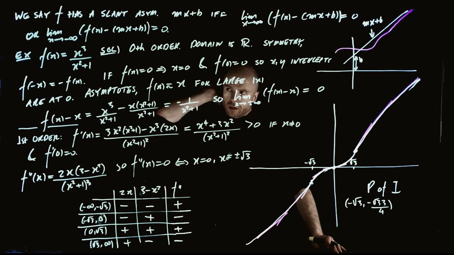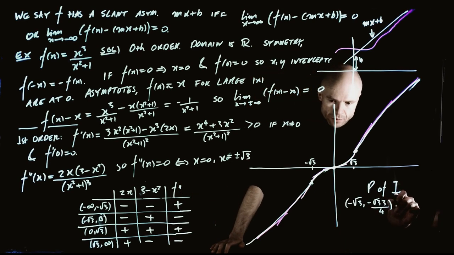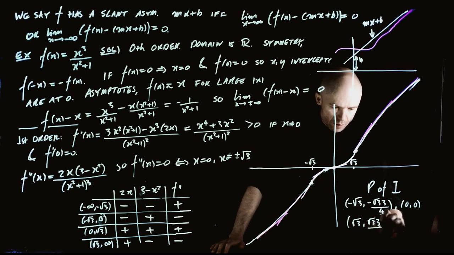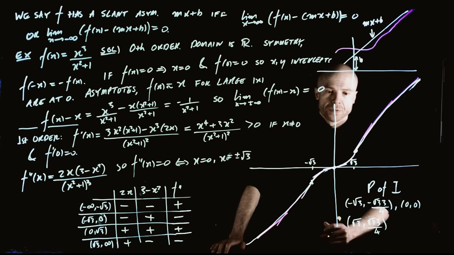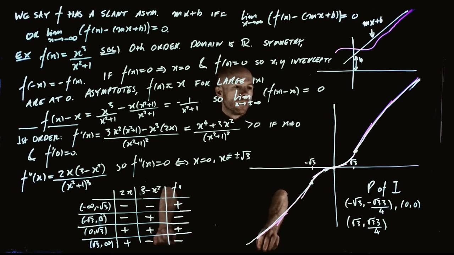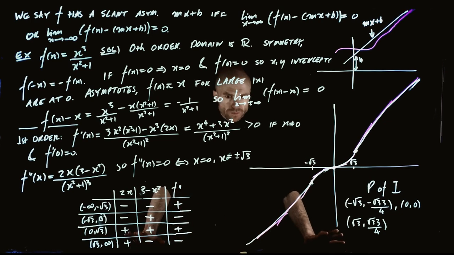Let's check. That looks good. All right, the second point of inflection will be at 0, 0. And the third point of inflection will be root 3. And then root 3, 3 over 4 right here. So we have 3 points of inflection on this graph. Cool.